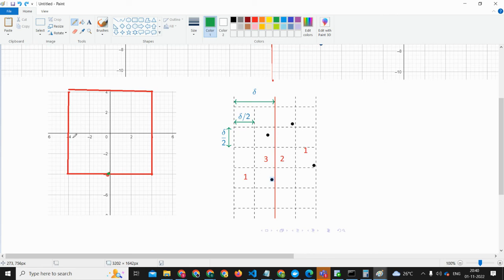It can be, because delta by 2 is the box size. The diagonal distance will be there. Exactly, so this distance is possible. This distance is greater than delta, so obviously this is possible. No, sir, how is it greater than delta? It's delta by root 2, no? What is delta by root 2? So it will be greater.